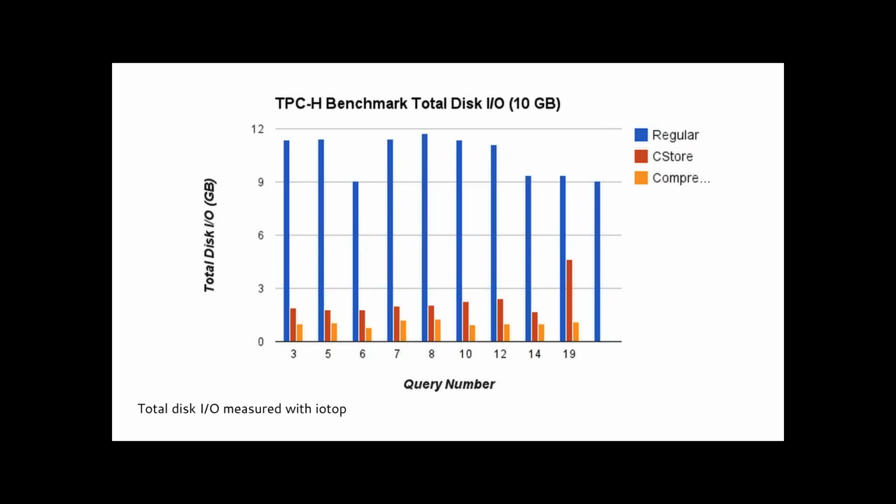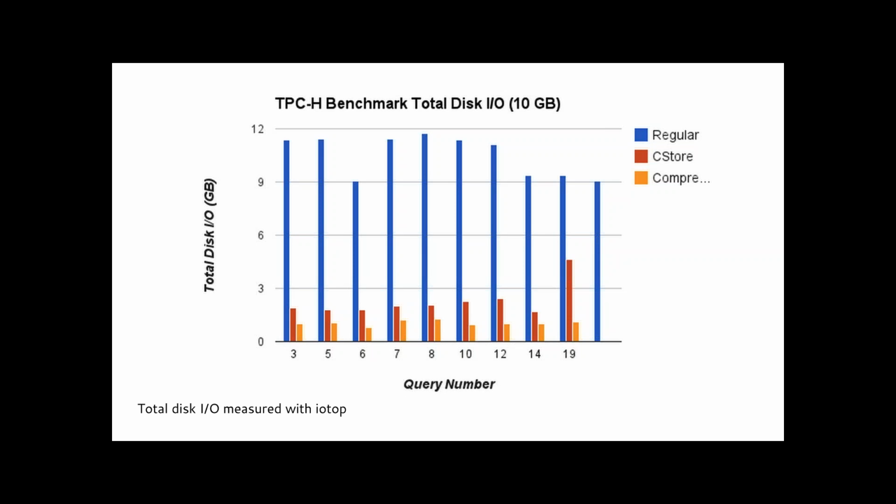This is for these queries just how much I/O is actually done, how much data is read from disk for, again, regular table, C-store and compressed. And this nicely shows the difference. Going from blue to red is basically the effect of only reading certain columns, and then from red to orange is the effect of compression.